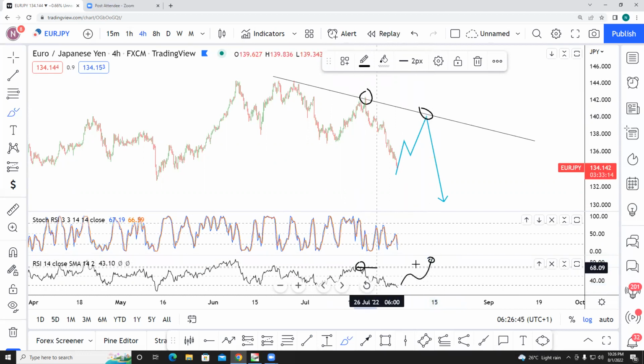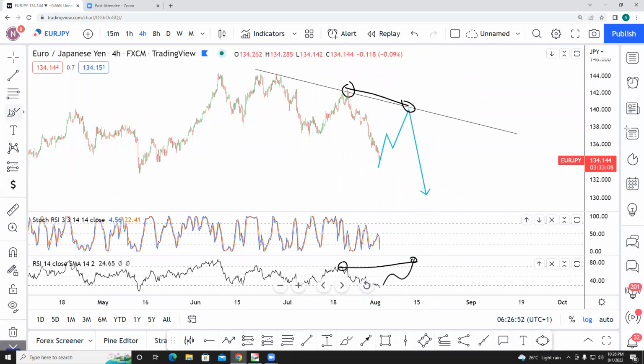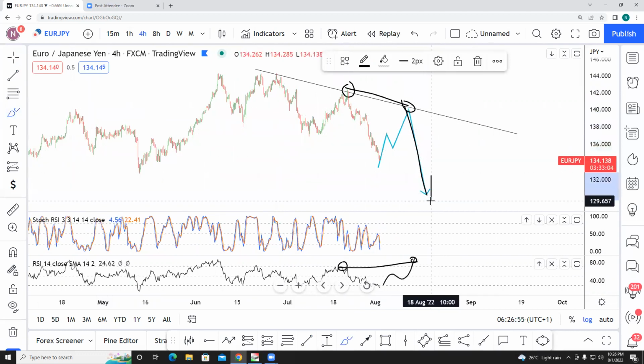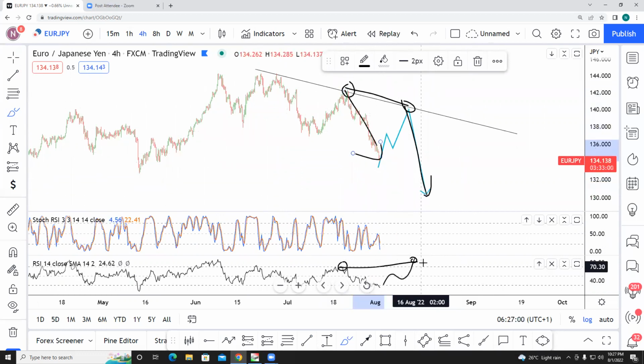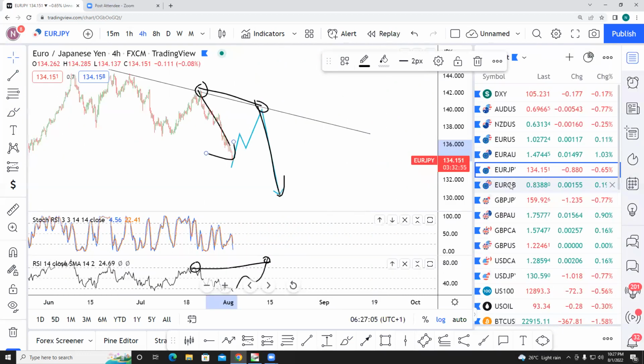Okay, so when you have a higher high here and a lower high here, this is a bearish hidden divergence, and it means that this is a high probability trade that will push harder to the downside more than this one, because on the indicator it's higher here. So that's what we're expecting on Euro JPY.